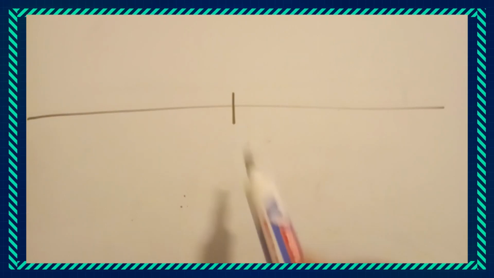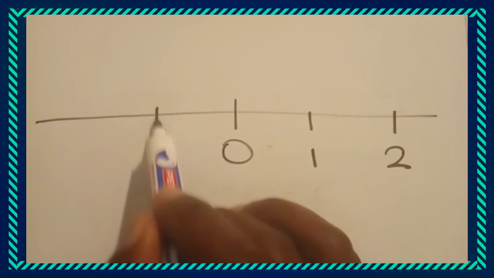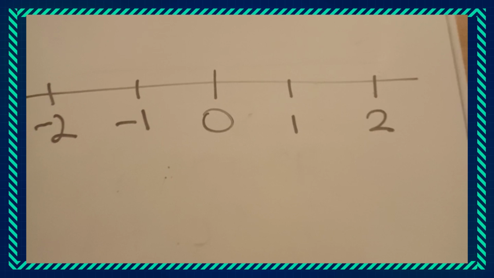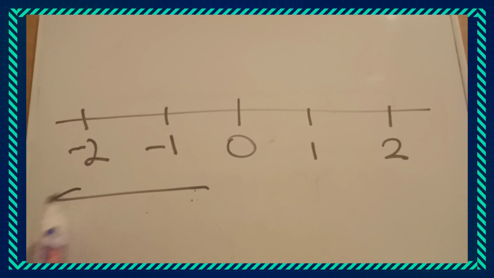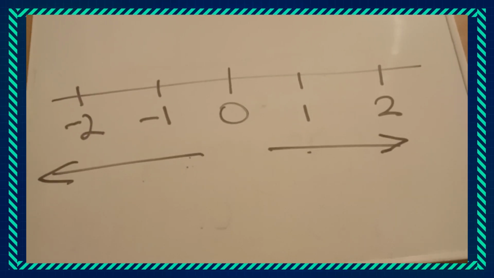Numbers are made up of negative integers and positive integers. These can be easily represented by a number line. So this number line contains negative integers as well as positive integers.